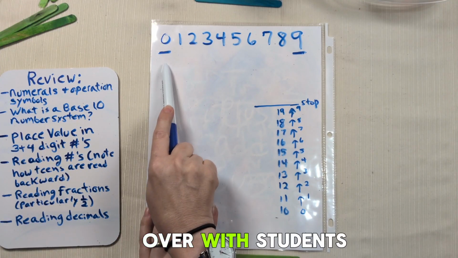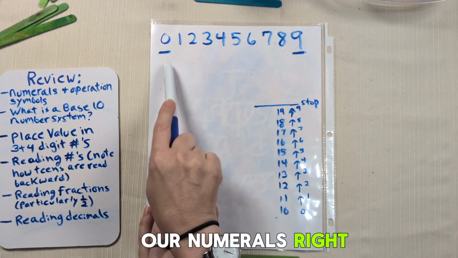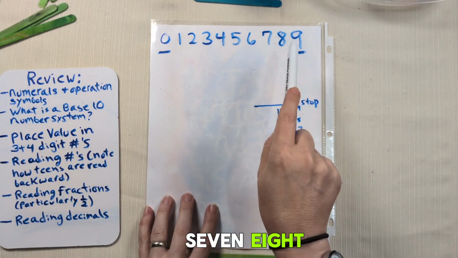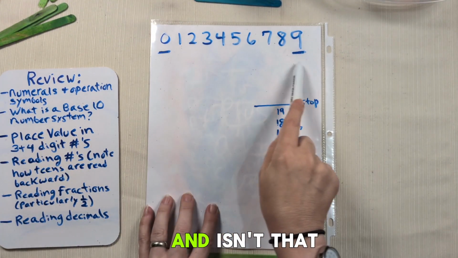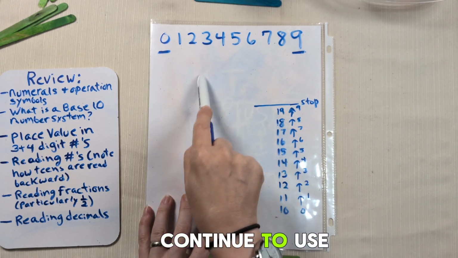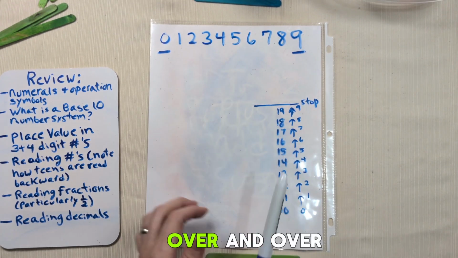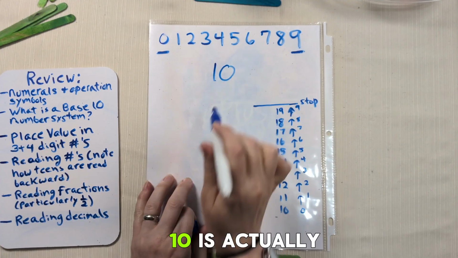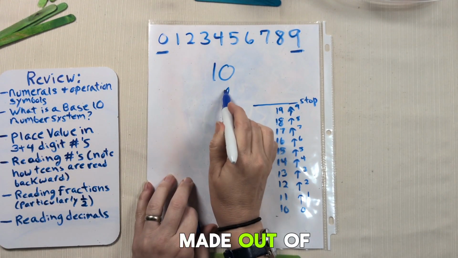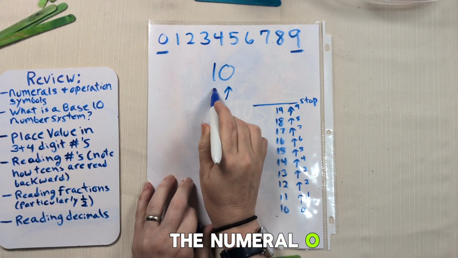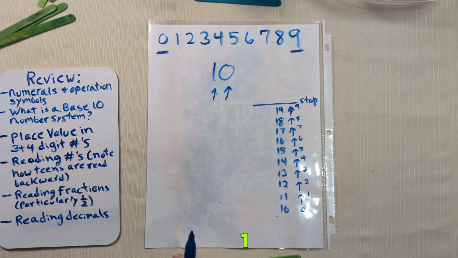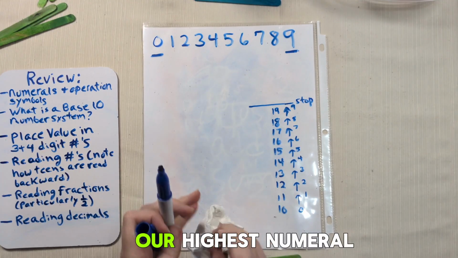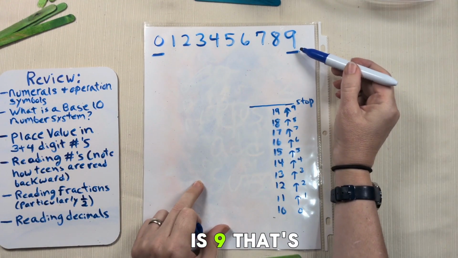I would go over with students our numerals, right? And talk about how we have 1, 2, 3, 4, 5, 6, 7, 8, 9, 10 numerals. And isn't that interesting that we just continue to use these 10 numerals over and over again? And isn't it also funny that the number 10 is actually made out of the numeral 0 and the numeral 1? And isn't that interesting that actually our highest numeral is 9?